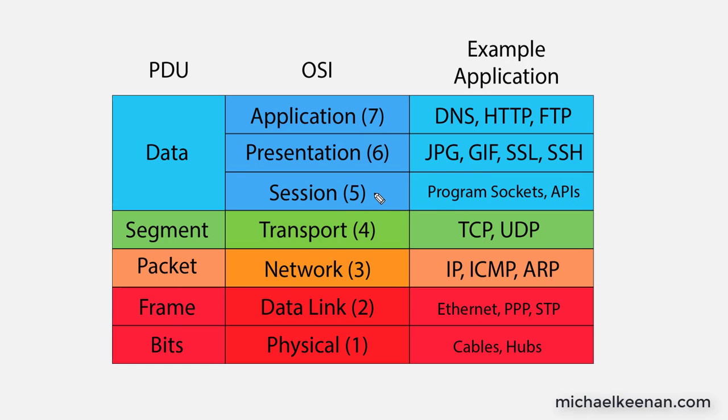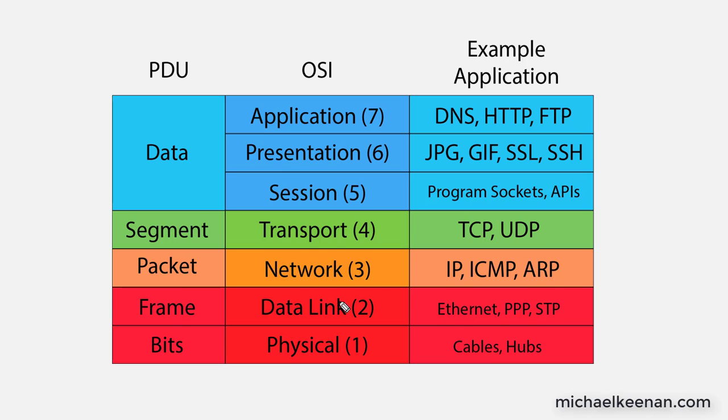The session layer involves program sockets and APIs. The transport layer deals with TCP and UDP, such as TCP 443 for HTTPS and UDP 500 for IKE. The network layer has the Internet Protocol, the ICMP protocol, which includes ping and traceroute, and it also has ARP, the Address Resolution Protocol. The data link layer encompasses the Ethernet.